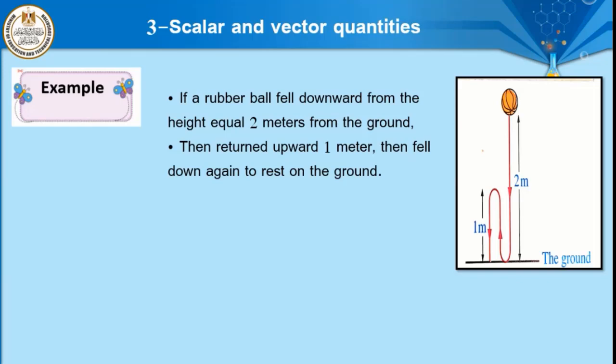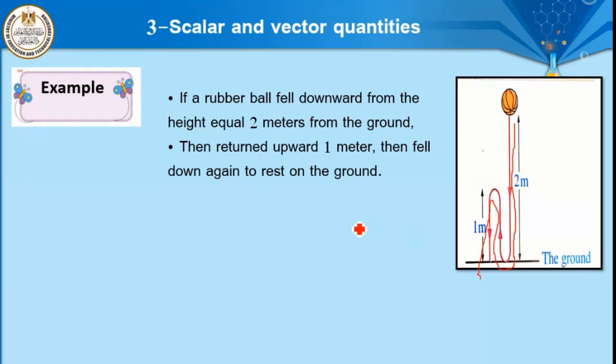First, it falls from a height of 2 meters. After that, it returns back, or moves upward, 1 meter. After that, it falls again. That is the journey of this ball. It starts from maximum height to the ground, then up, then down.